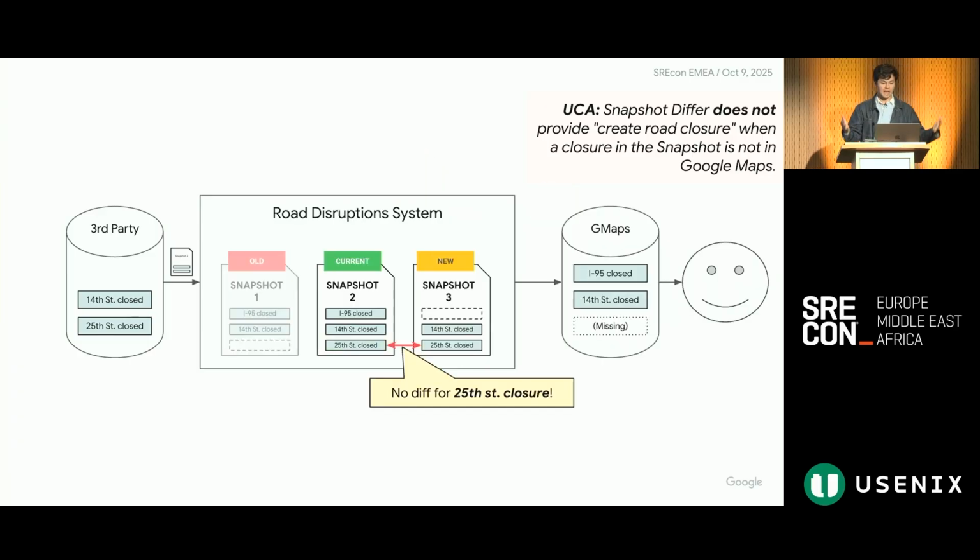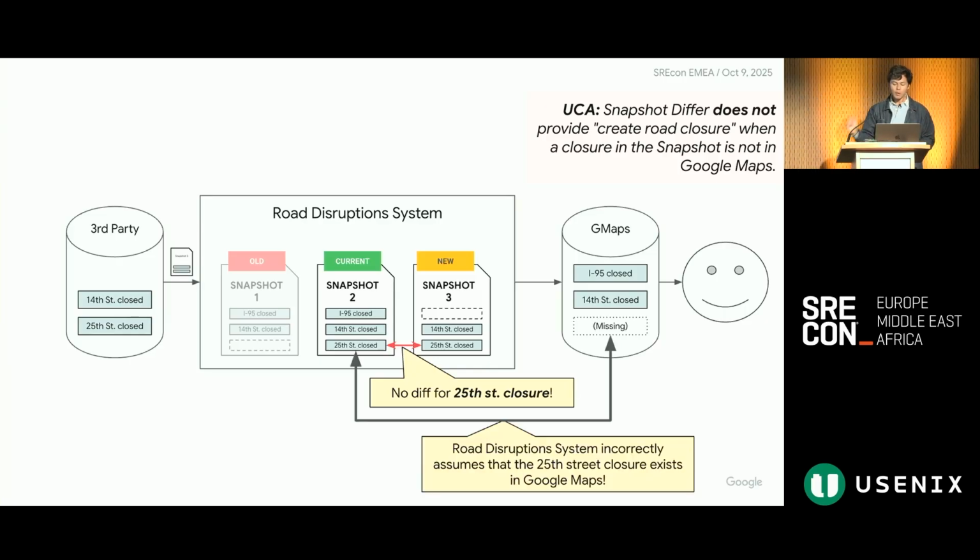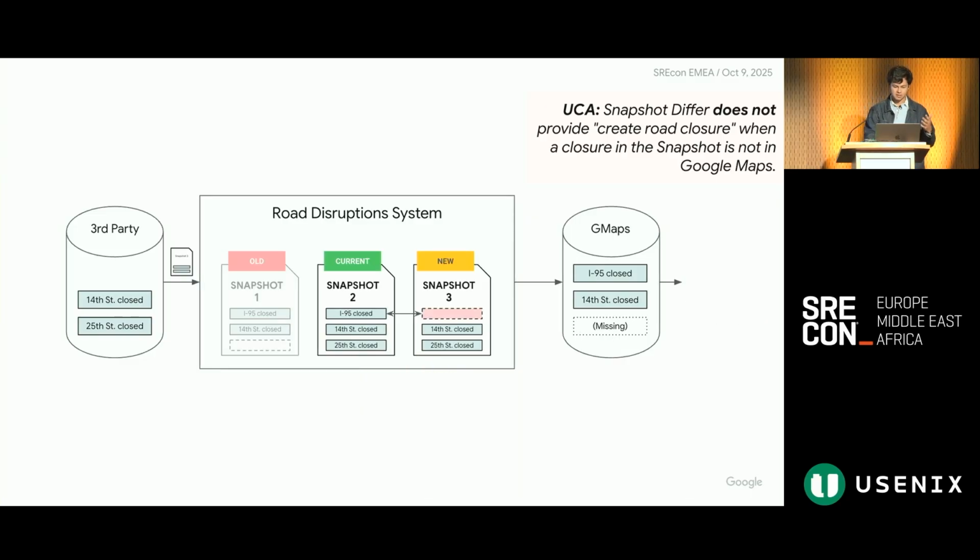Well, let's add a third snapshot to see what happens. In the third snapshot, the road disruption system compares snapshot 3 against snapshot 2, and it sees no diff for 25th Street closed. What that means is that it'll never reattempt to publish that closure. Aha, so now we can see how this assumption can be incorrect. Our system will happily chug along and update other closures without ever retrying that 25th Street closure. And the end result is that we're now completely out of sync with the state of the world.